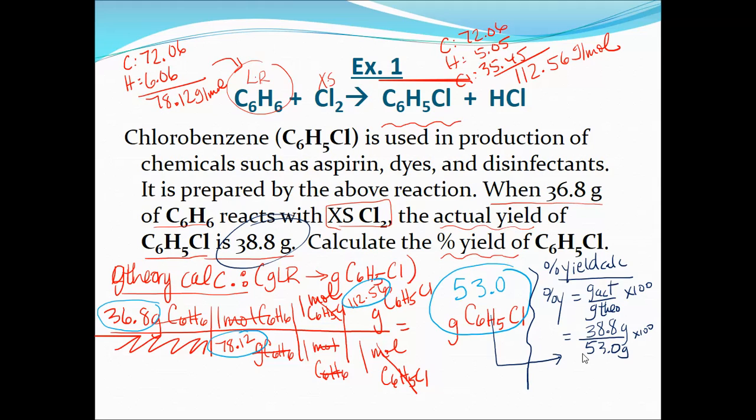So we're going to have 38.8 divided by the 53.0 and then times 100, and we're going to round that to 3 sig figs. So the percent yield is 73.2%. Now y'all plug that in to make sure you get the same answer.